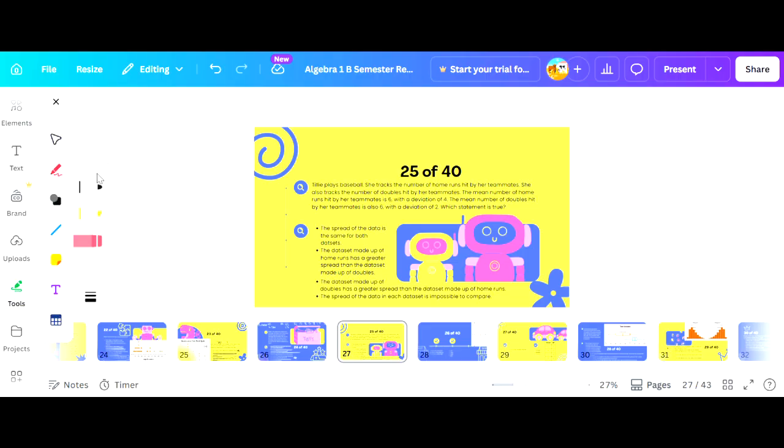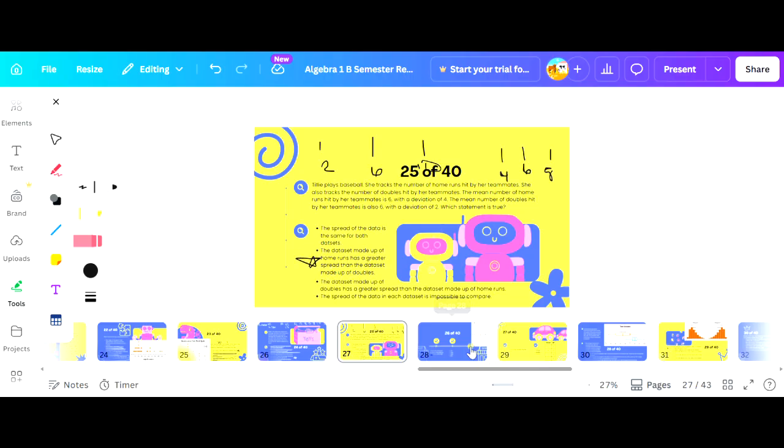So the deviation is how far away from that mean it is. If we have a mean of 6 and a deviation of 4, then it's coming all the way out here to 10 and all the way down here to 2. Okay, this is home runs. If we have a mean of 6 and a deviation of 2, then it's coming to 4 and 8. You can see that the doubles is much less spread out than the home runs. The home runs is much more spread out. So the data set made up of home runs has a greater spread than the data set made up of doubles.